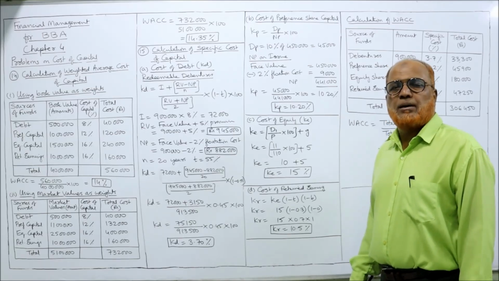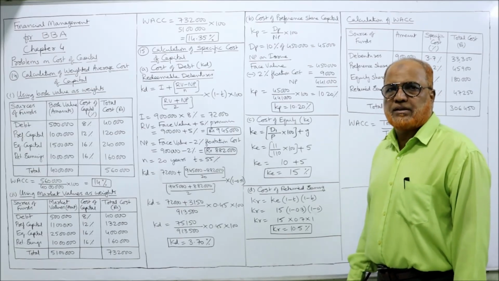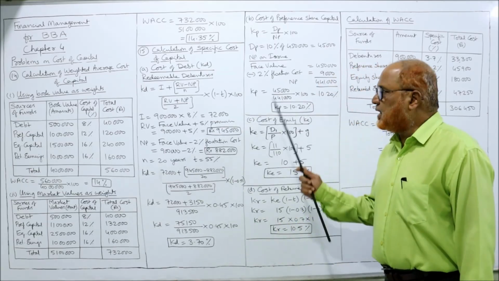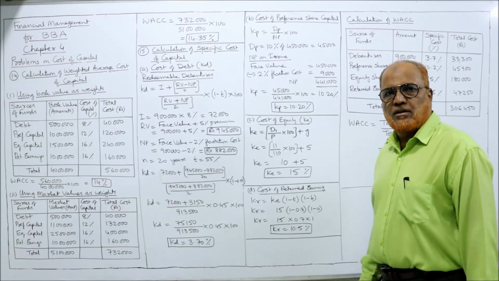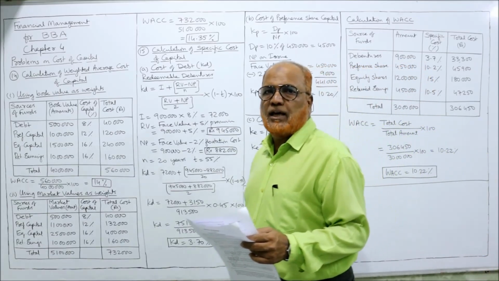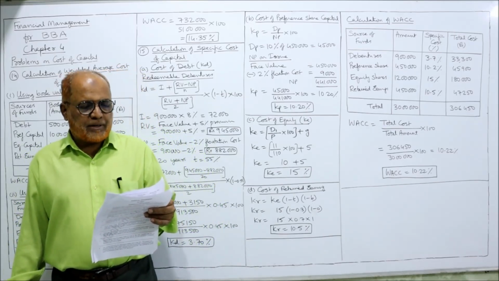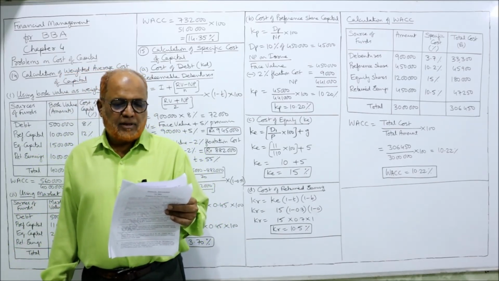10.20%. That is the KP, cost of preference. So we have calculated KD, cost of debt, and KP, cost of preference. The next thing is equity, KE. Equity shares, sale price 115 per share. This is the market price.